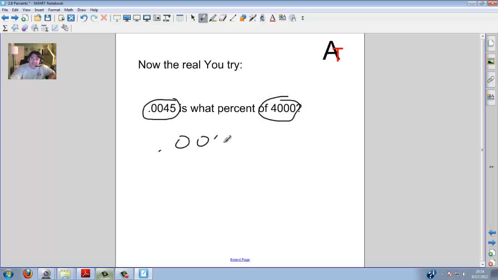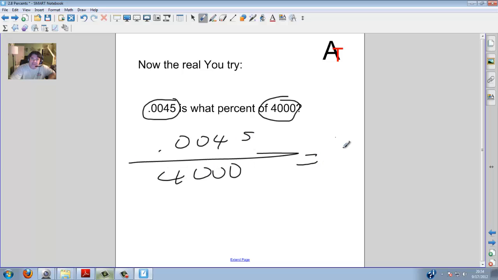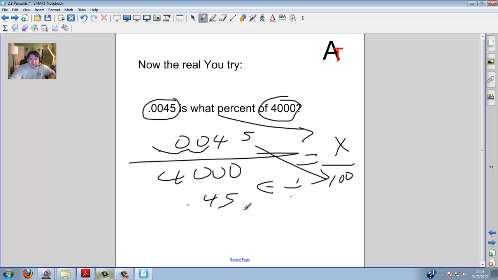We'll put 0.0045 over 4,000 equals x over 100, because that's what percent. So this times this divided by this. This one I will probably do with my calculator, except I'm going to times this by 100, so I'm going to just move the decimal over 2 places. So 0.45, but that's still divided by 4,000, which means it's going to be real small. So 0.45 divided by 4,000 equals 1.25 to the negative 4th power.